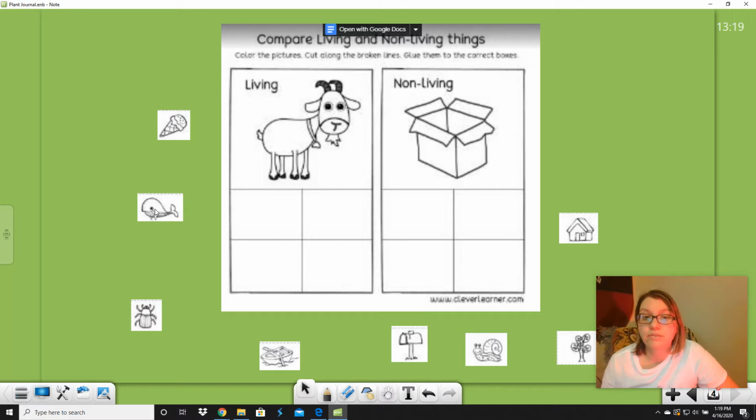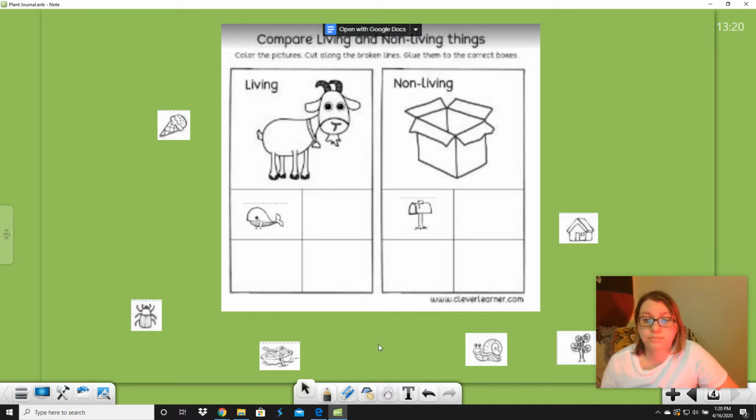So whale, is that living or non-living? Yeah, a whale is alive. They swim around. They eat food. They can have baby whales. That is a living thing. So we're going to put it in the living thing box. All right, let's do another one. What about a mailbox? Is that living or non-living? Yeah, it's non-living. You don't have to go feed your mailbox every day. It doesn't get up and walk around. That's non-living.